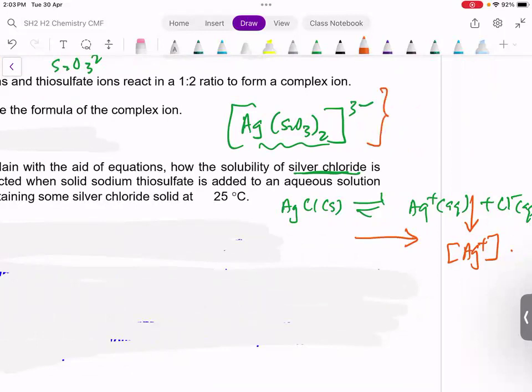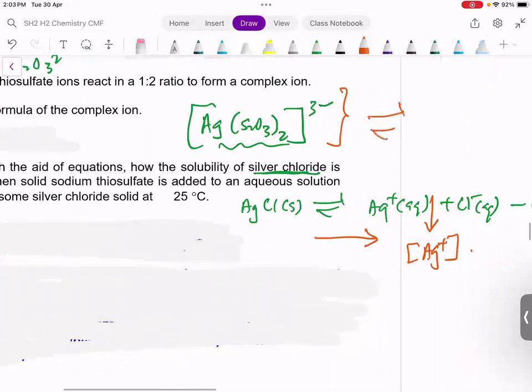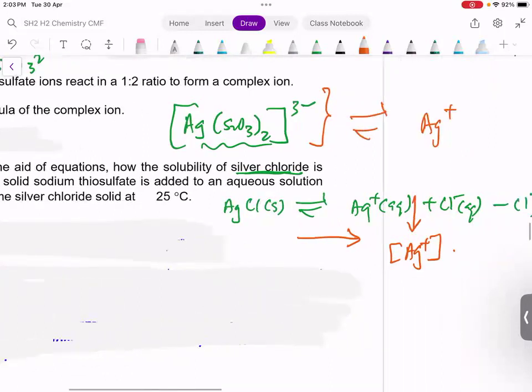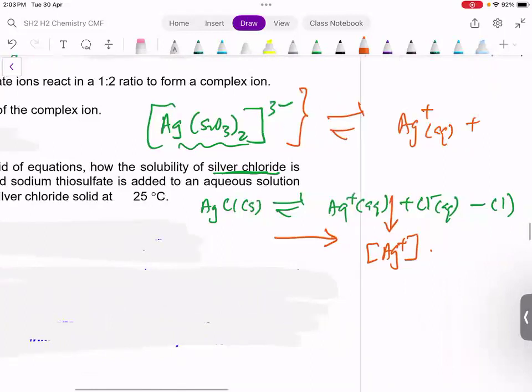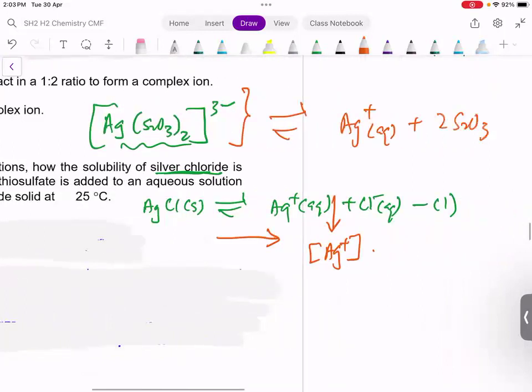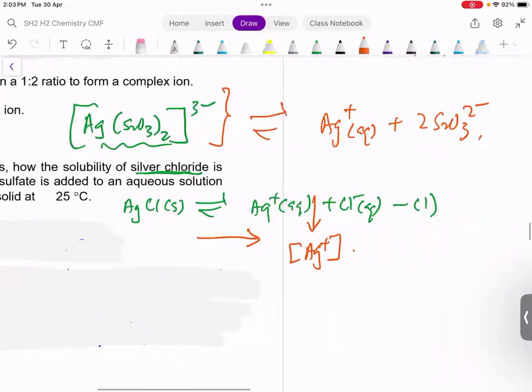What do you mean by it go back? Yeah, it's an equilibrium between these two: silver plus aqueous plus 2S2O3 2 minus is in equilibrium. Yeah, but with the addition of this, it will drop due to the formation of this complex. So no matter what, the concentration of silver plus will drop. Therefore, equilibrium 1 will move forward. So when equilibrium 1 moves forward, solubility is enhanced. Yeah, okay.